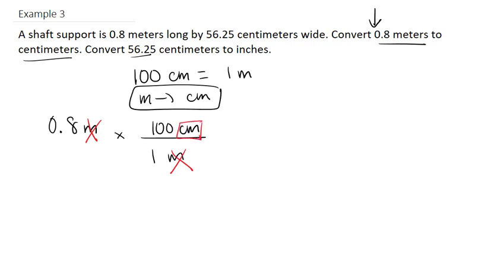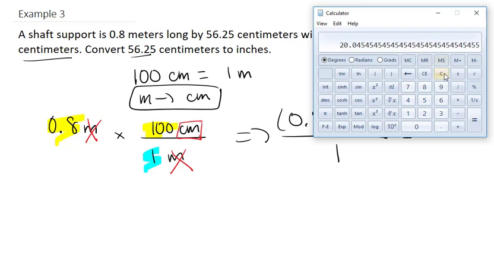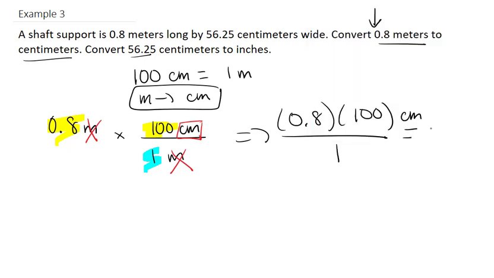Next, we're left with just centimeters. So now we would need to multiply. So we would multiply the top numbers, and then we would divide it by the bottom number. So we have 0.8 times 100 over 1. And this is going to be in centimeters. So we have 0.8 times 100, which is 80, divided by 1, so that's just 80. So our solution is 80 centimeters.